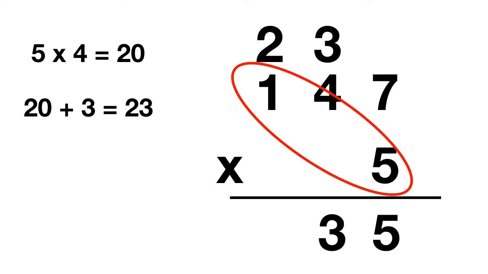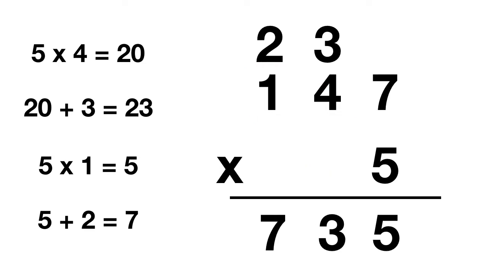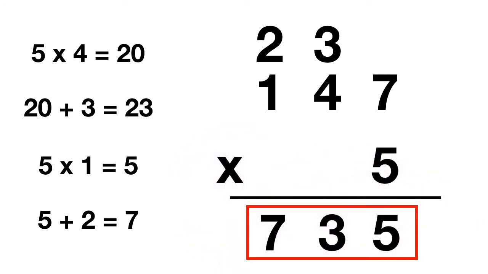5 times 1 we know is 5. But don't forget to add in the 2 up above, and 5 plus 2 gives us 7. 147 times 5 equals 735.